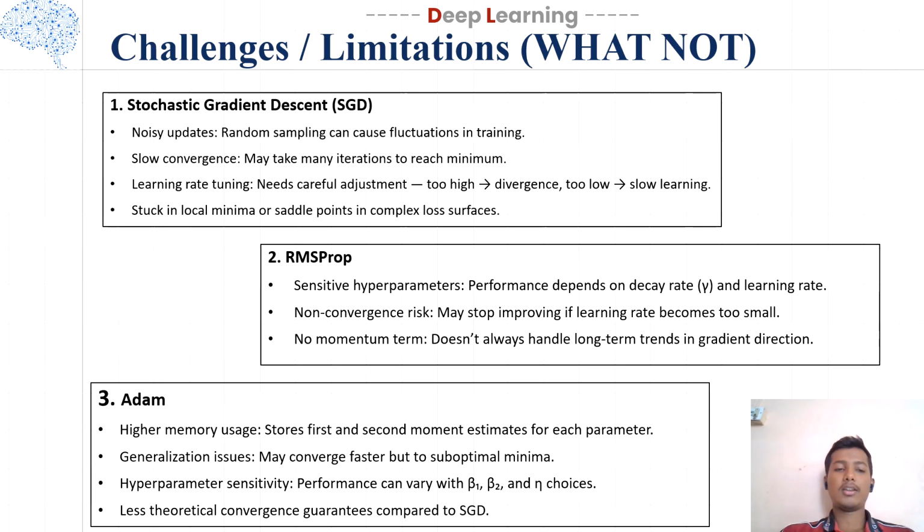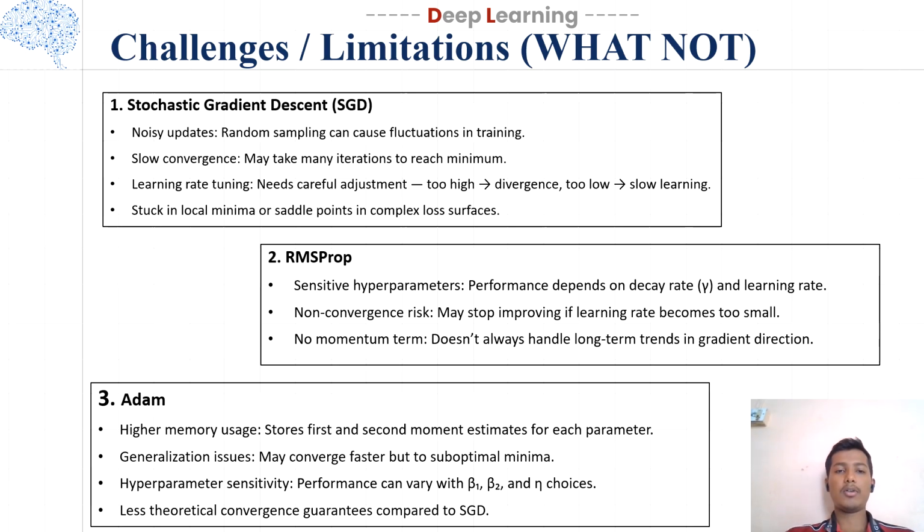So let's see what the limitations of these three optimizers are. First one is stochastic gradient descent. It uses random sampling, which can cause fluctuation in training. It may take many iterations to reach the minimum. It needs careful adjustment of the learning rate: too high leads to divergence, too low leads to slow learning. It can get stuck in local minima or saddle points in a complex loss surface.